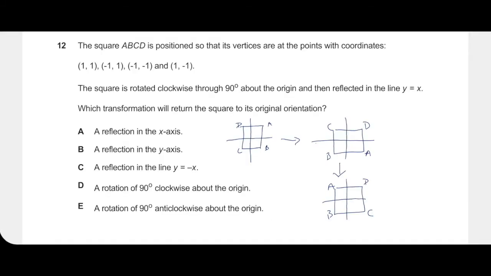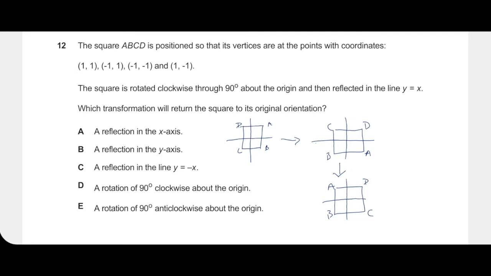Question number 12. The square ABCD is positioned so that the vertices are at the points with the coordinates (1, 1), (-1, 1), (-1, -1), and (1, -1). The square is rotated clockwise through 90 degrees about the origin and then reflected in the line y equals x. Which transformation will return the square to its original orientation?